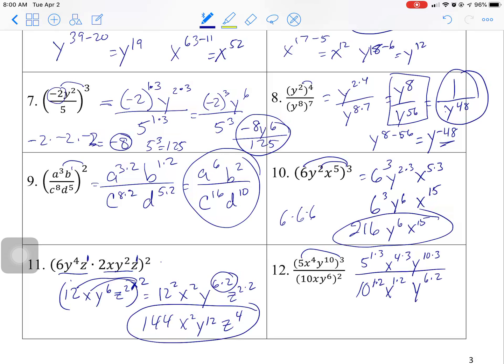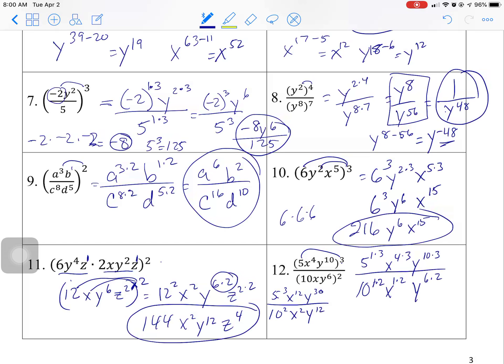Yeah, I had to distribute first. I can't just reduce this 5 because parentheses and order of operations say exponents before division, okay? So I'm not there yet. There's a lot of steps to this one. I'll try to write smaller. So this is 5 to the third, x to the 12th, y to the 30. This is 10 squared, which I haven't done yet, and then x to the 2, y to the 12.